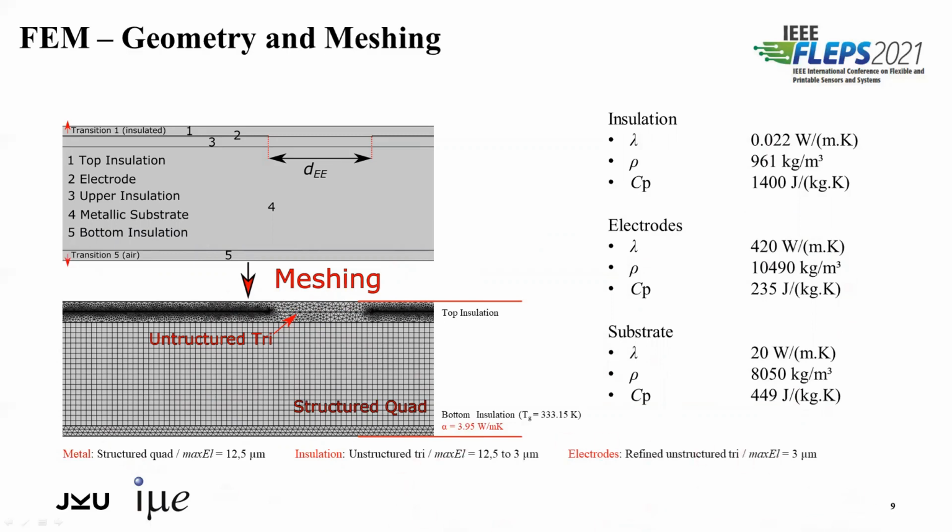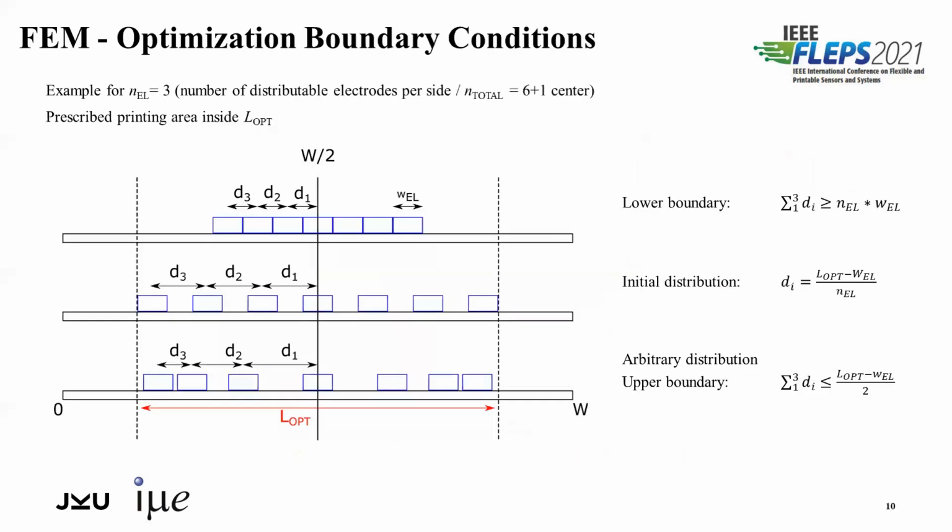I use a hybrid mesh consisting of a structured quad mesh in the steel domain and an unstructured tree mesh in the insulation and electrode domain. And the reason is that there the geometry will change during the optimization by shifting around the electrodes.